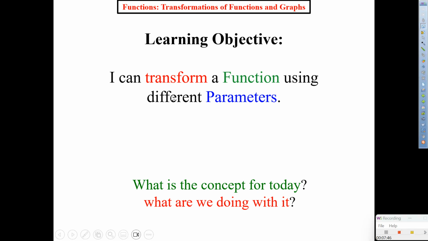Here we go. I can transform a function using different parameters. Share with your neighbor the definition for functions. By now, they should be experts. We'll have Anthony share out loud in a little bit. Definition for function.